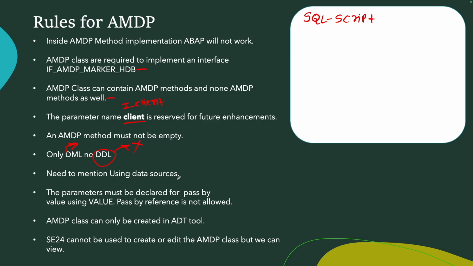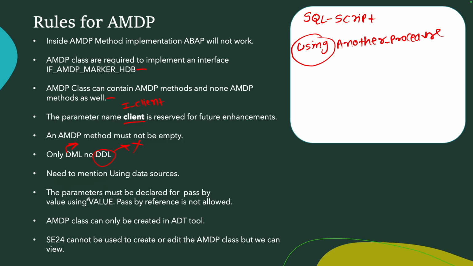As we have seen, we have one clause, using, where we write our database tables and views which we have used inside our database procedure or database function, else we will get an error. Even if we are using another procedure or function, we should use the name of the function or procedure here. So we need to mention using data sources.